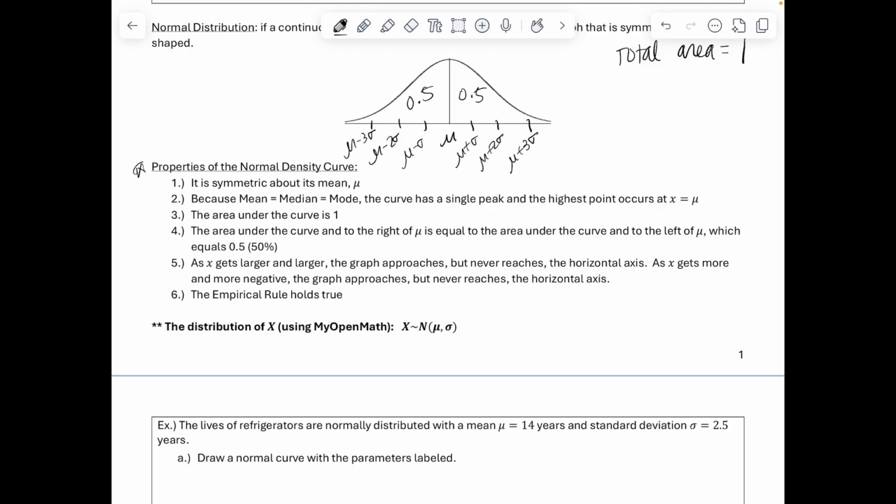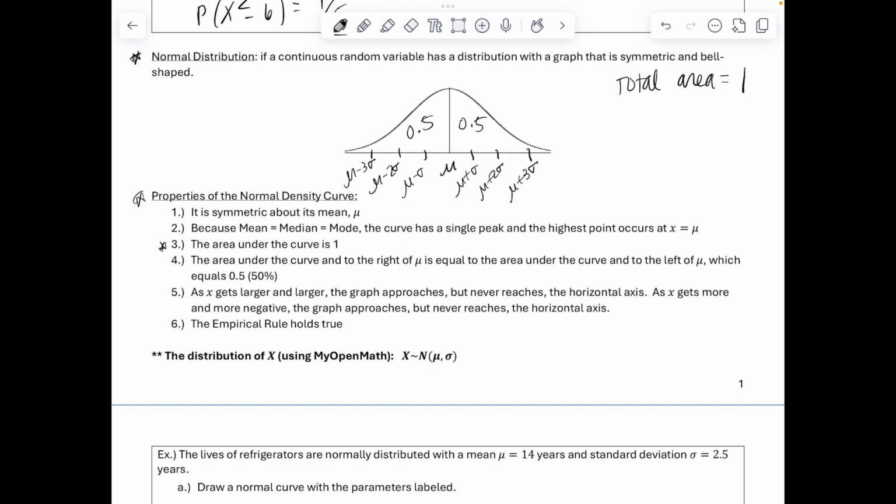and have the same area. Number 2 says because the mean is equal to the median is equal to the mode, the curve has a single peak and that the highest point occurs at mu. 3 is that key idea again, that the area under the curve is equal to 1. Number 4 says the area under the curve and to the right is equal to the area under the curve and to the left, which is half, or 0.5.